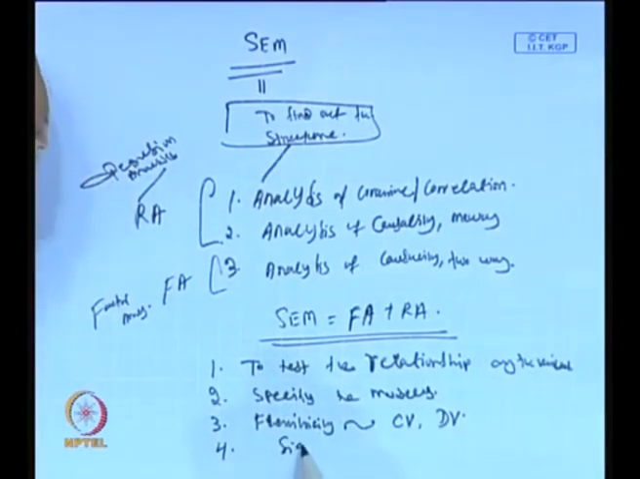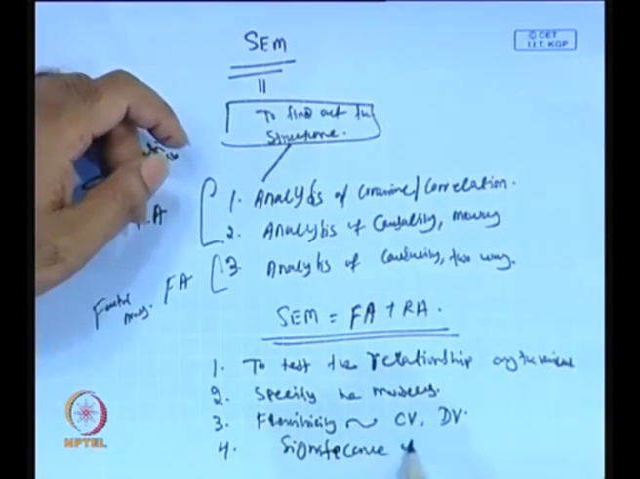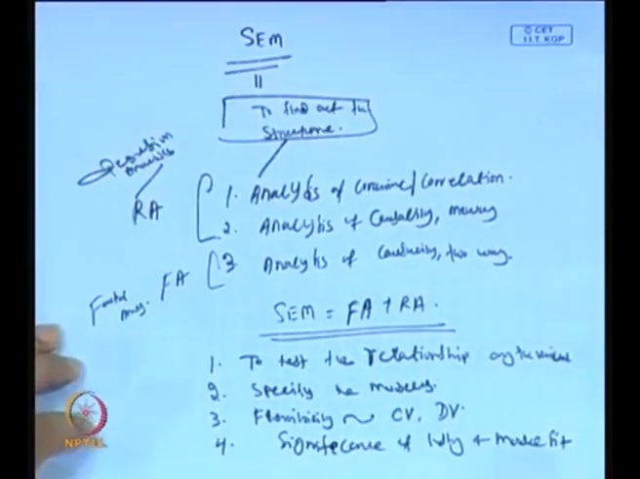Then significance of testing and model fit. These are the specific requirements we need to have in the case of structural equation modeling. So structure is very important. Then within the structure, we like to establish the relationship among the various variables and specify the exact models, which we usually call path models. Then you need to have a little bit of flexibility or compromise between continuous variables and discrete variables. Then obviously we have to highlight the significance of testing and model fitness. With this basic framework, we have to highlight the detailed structure of structural equation modeling.